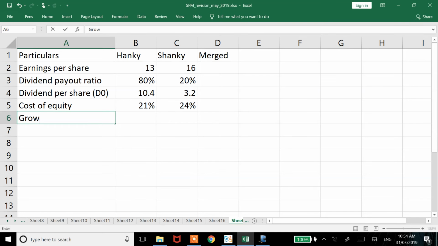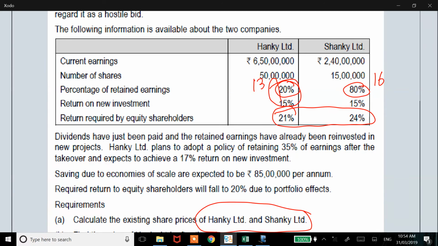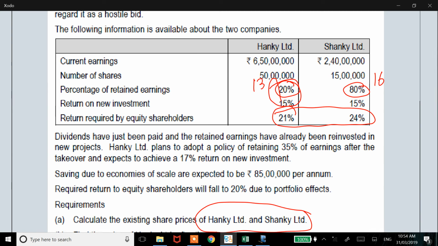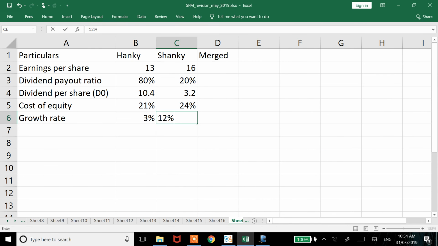Growth rate. The two numbers which you need are there in the question itself: retained earnings and return on investment. 20 into 15% is 3%. 80 into 15% is 12%. Growth rate is 3% and 12%.